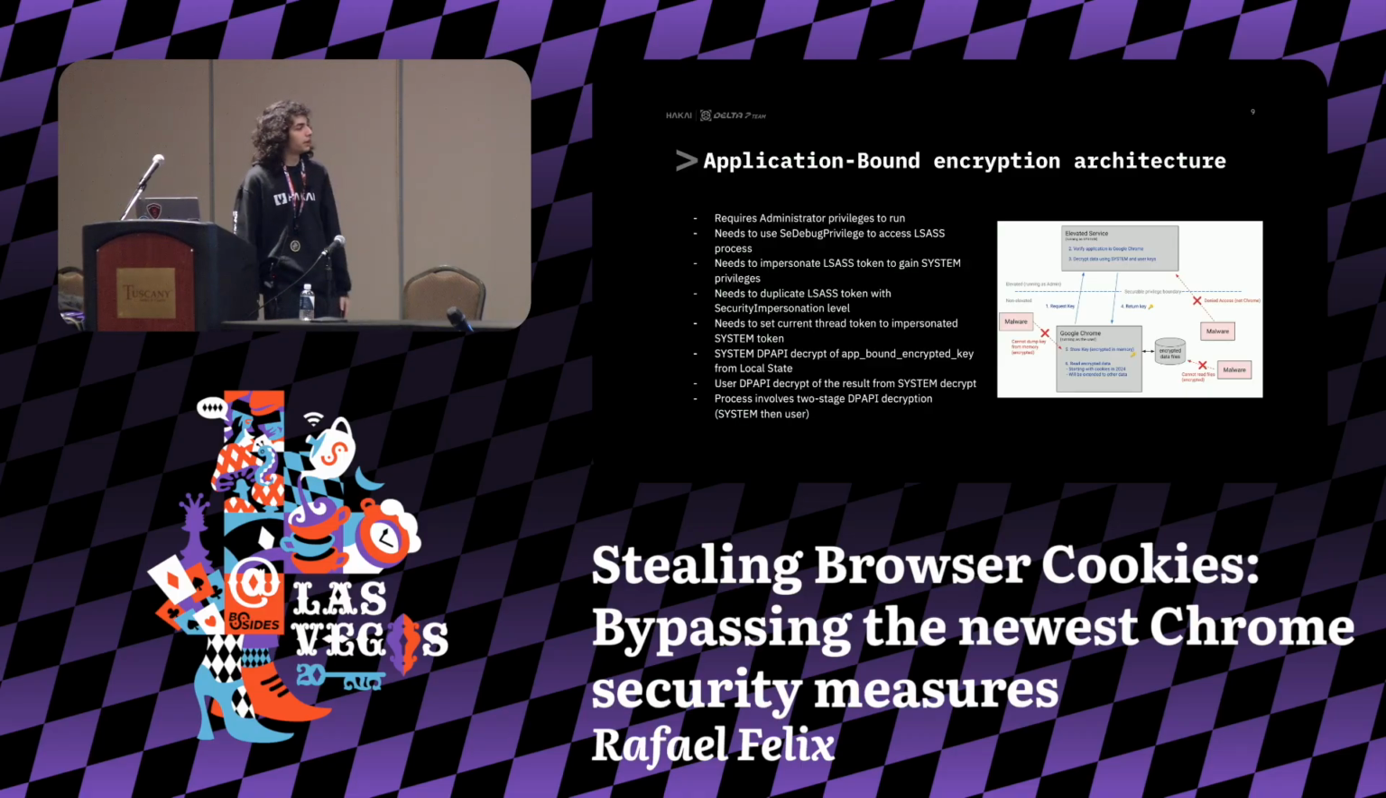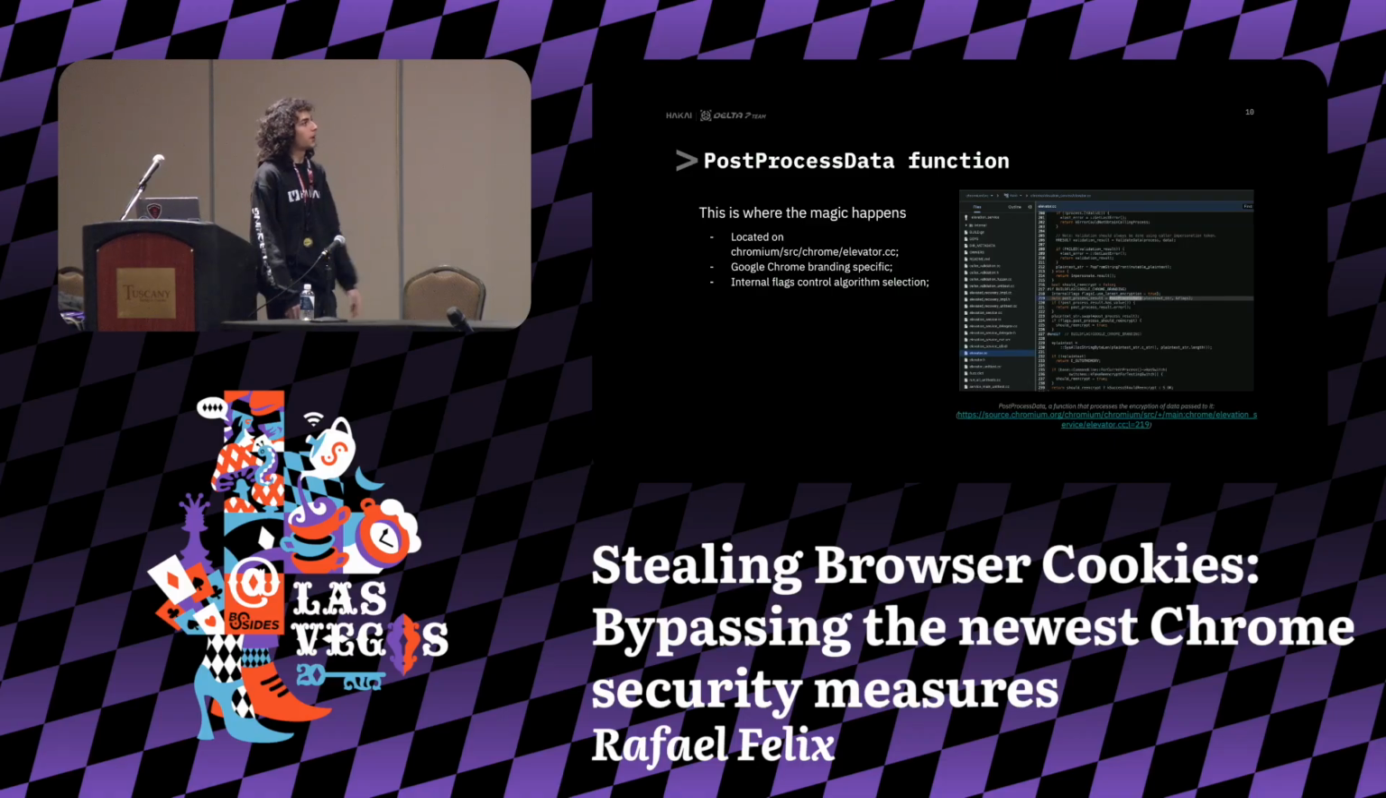So yeah, we do the decrypt of the AppBound encrypted key. Then the user decrypt of the result from the system decrypt. So we first decrypt as system, then we revert the token to our normal user access, and then we decrypt again as user, because it's a two-step encryption process. So yeah, the process involves two-stage DPAPI decryption.